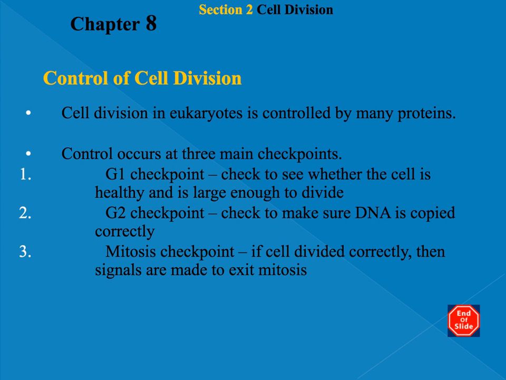Okay, in a eukaryote cell, we can control our cell division by protein. There are actually 3 checkpoints in a cell to double check to make sure that things are going correctly. There is a G1 checkpoint. So when the cell is growing, the proteins in there will check to see whether the cell is growing good, it's healthy, and is large enough to divide. If it is not, it will stop it and wait until it is ready to go. So then the DNA will copy, and then after G2, there's another checkpoint where proteins check to make sure that the DNA is copied correctly so that it can go through mitosis properly. And then at the end of mitosis, if the cell divided correctly, then there are signals, this is all done by signals, that were made to exit mitosis.